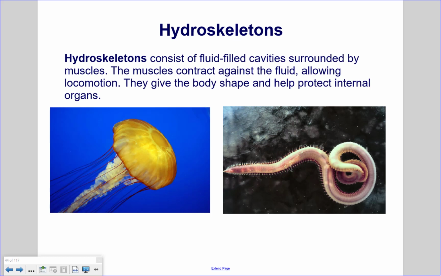Hydroskeletons. Hydroskeletons consist of fluid-filled cavities surrounded by muscles. The muscles contract against the fluid, allowing locomotion. They give the body shape and help protect internal organs.